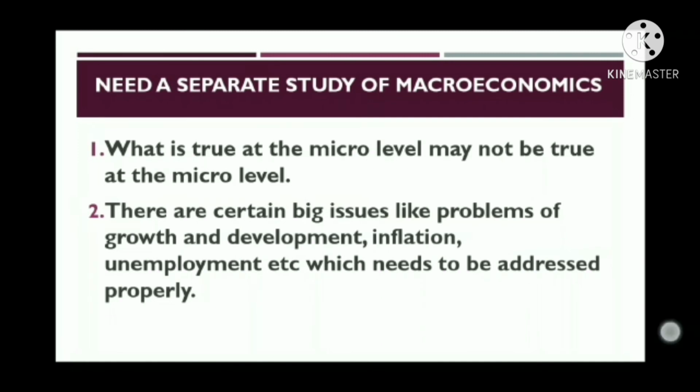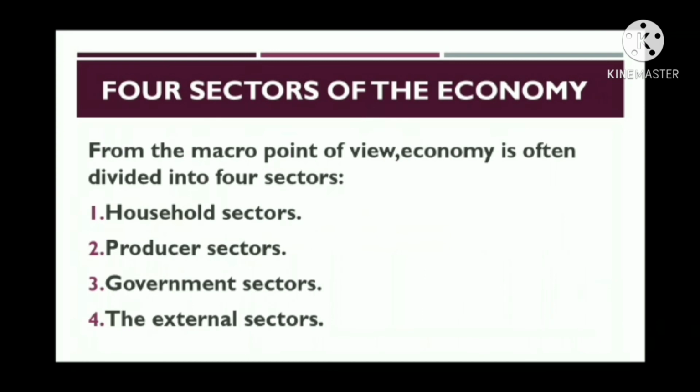Next, four sectors of the economy. From the macro point of view, the economy is often divided into four sectors. They are the household sector, producer sector, government sector, and the external sector. Household sector, including consumers of goods and services. Households are also the owners of the factors of production.